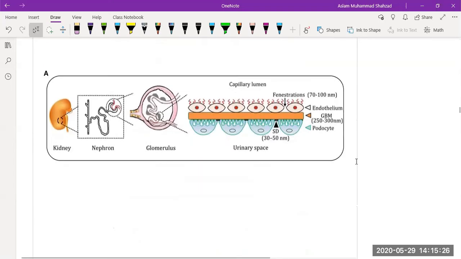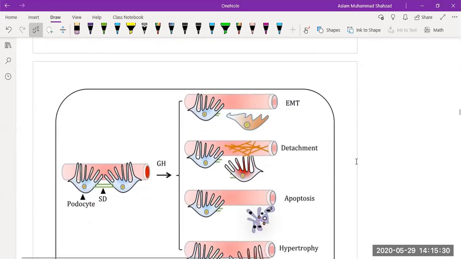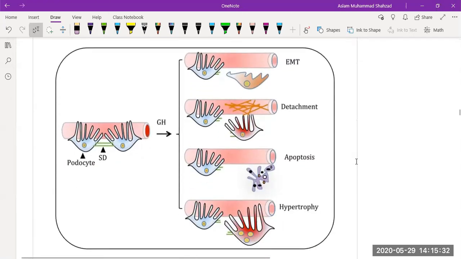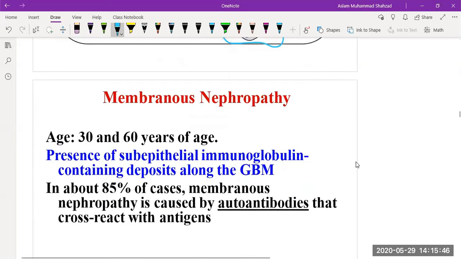Again, this picture shows how the structure looks, so you can read it for your own information. And what happens when podocytes hypertrophy? You can see that because of the enlargement, they detach from the surface. So that just shows you how hypertrophy occurs.